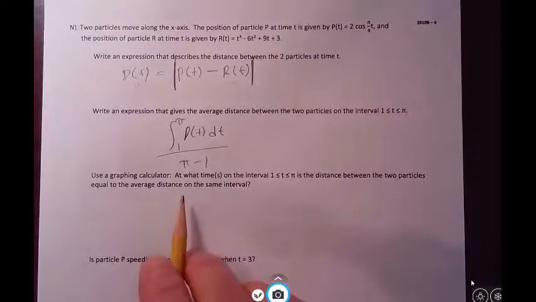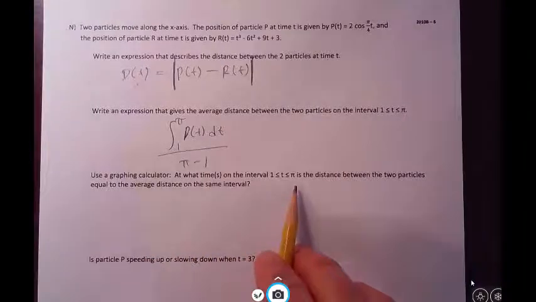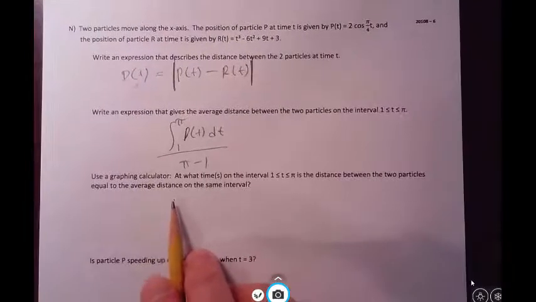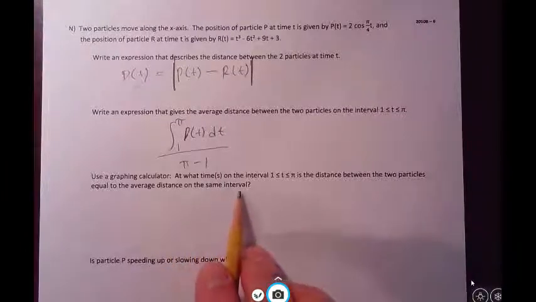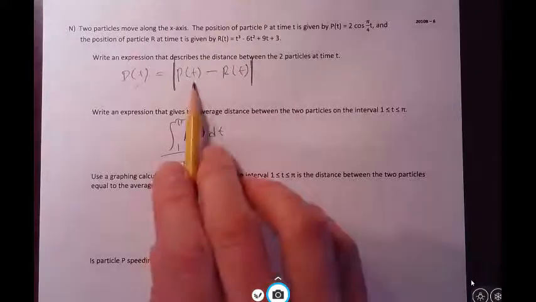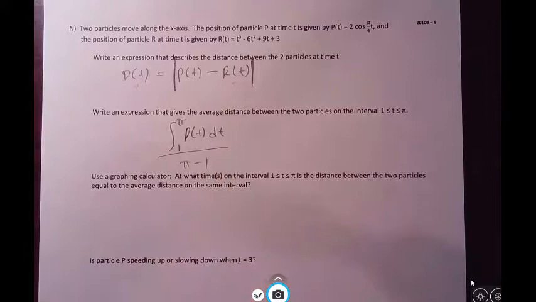It says use a graphing calculator. At what time on that same interval is the distance between the two particles equal to the average distance on the same interval? So now I'm going to, on my calculator, actually have to type in specifically what P of t is, what R of t is. Here's how I'm going to do that.